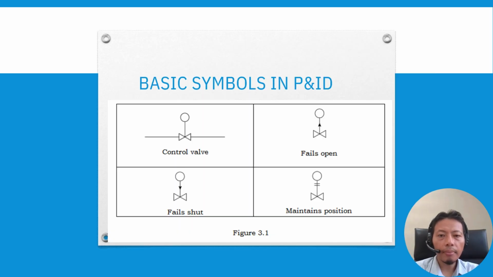These are some examples of basic symbols used in a piping and instrumentation diagram. For example, there can be several types of valves in a particular process, and each is represented by a certain symbol.